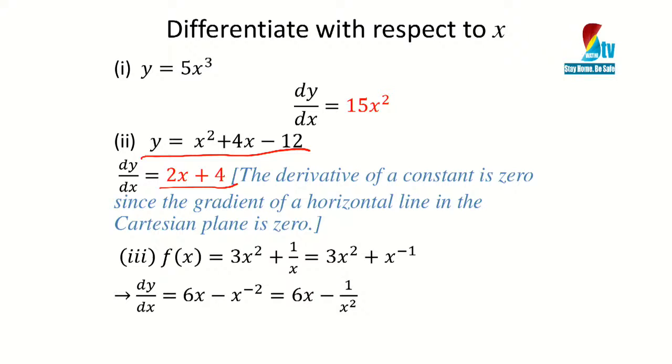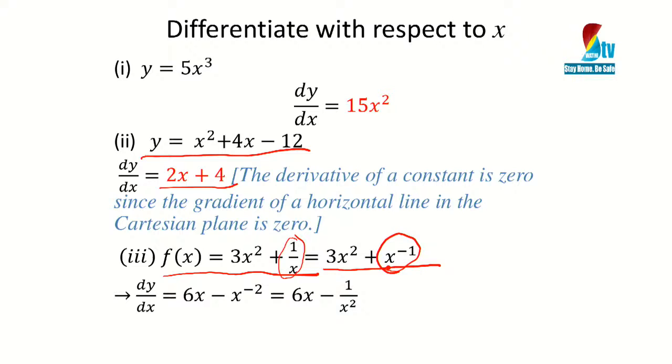Let us proceed now and look at another example where we're differentiating. So now we have a function f of x is equal to 3x squared plus 1 over x. You might wonder how am I going to differentiate, because now we have x as a denominator. So the first thing that we have to do is to write our function in index form, so that we have x raised to a particular power. We know that 1 over x is the same as x raised to the power negative 1.